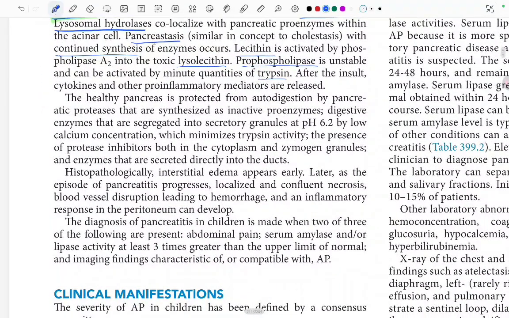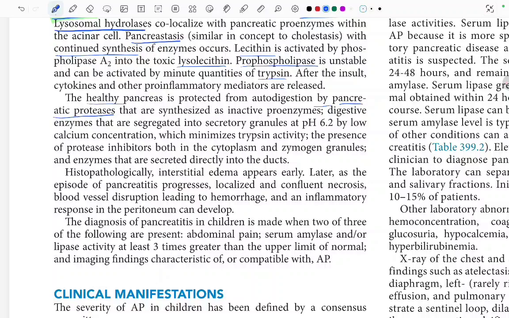The healthy pancreas is protected from autodigestion by pancreatic proteases that are synthesized as inactive proenzymes. How is it protected from autodigestion? By pancreatic proteases that are synthesized as inactive proenzymes. Digestive enzymes are segregated into secretory granules at pH 6.2 with low calcium concentration, which minimizes trypsin activity. There is also the presence of protease inhibitors both in the cytoplasm and zymogen granules, and enzymes that are secreted directly into the ducts.